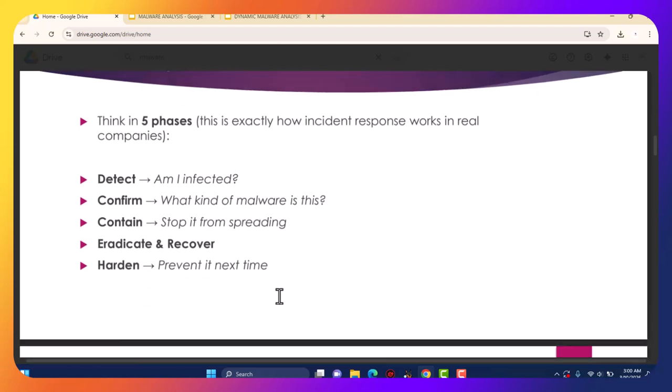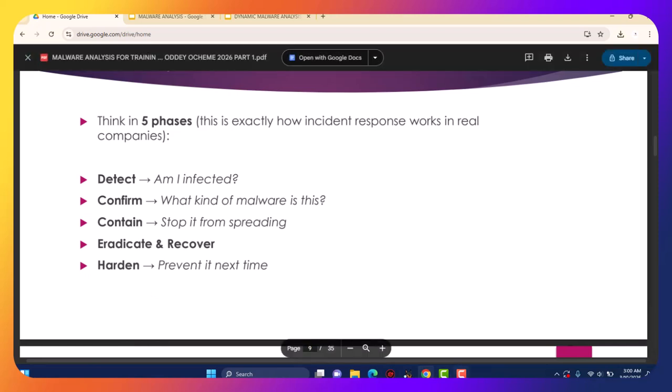So the next one is eradication and recovery. You have discovered, you have contained. All you need to do is to eradicate and to recover. And when you have eradicated and recovered, the next thing you need to do is to harden the system so that such an incident does not occur again in the future.